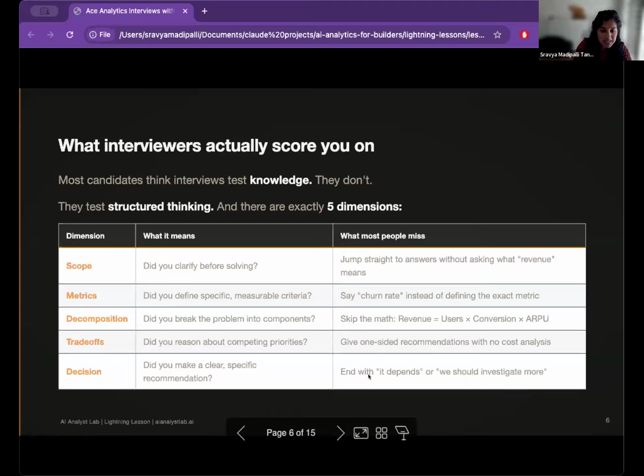Another miss is giving one-sided recommendations without looking at ROI and cost analysis. Also, most people miss the decision, ending with a clear and specific recommendation. All of these things help you get a better score for your interview. The rubric gets tougher as you interview for more senior roles versus junior roles, and structured thinking gets the highest priority as you get into senior roles.